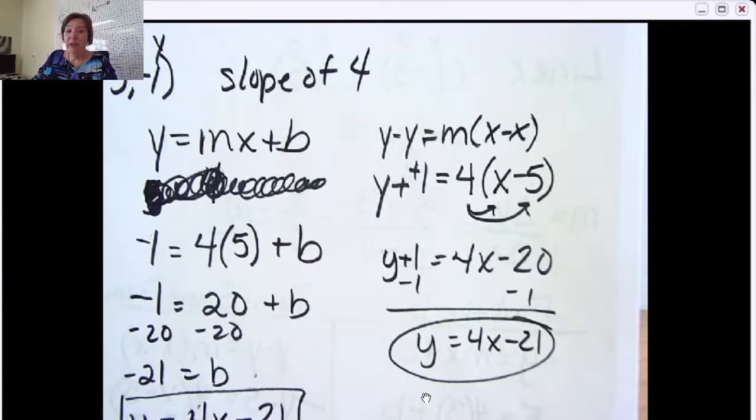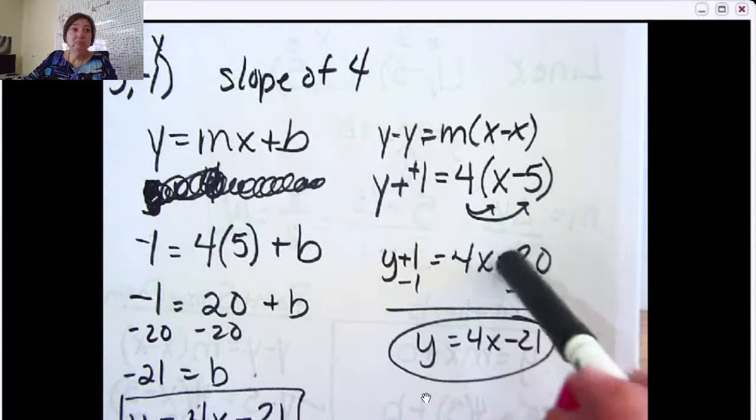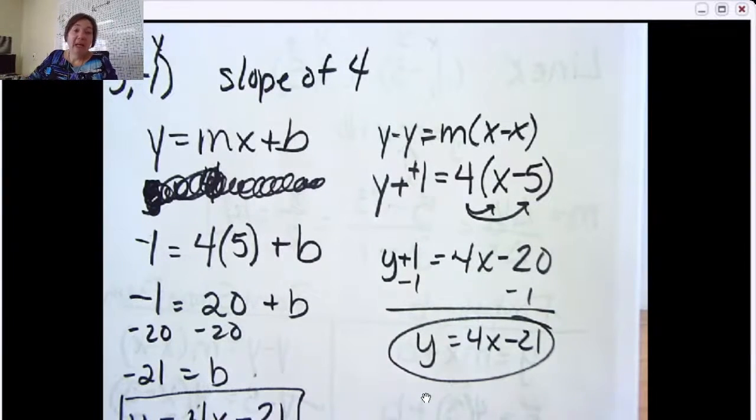See how you can get it either way? And really, step for step, this one's shorter. Really. I like this one better too, but this one's shorter.